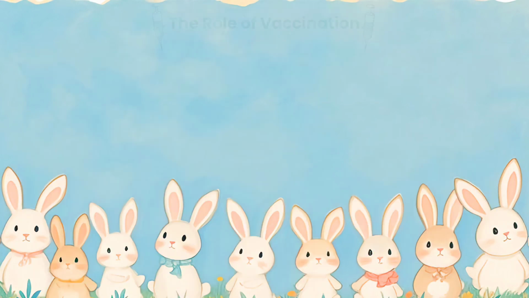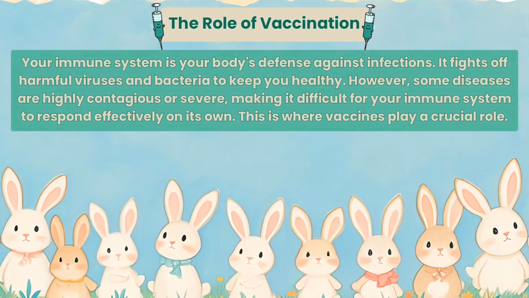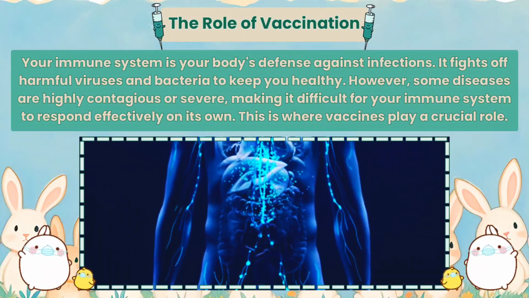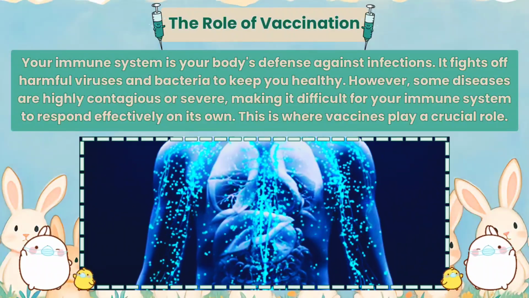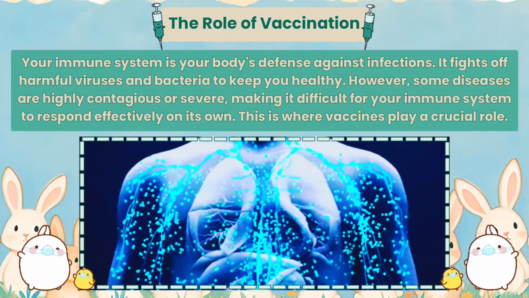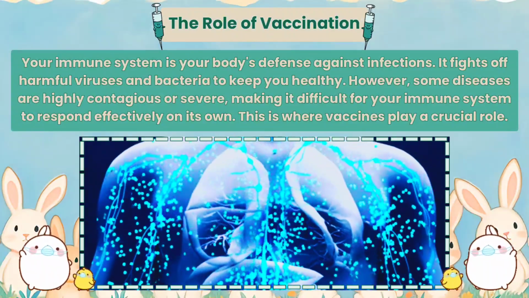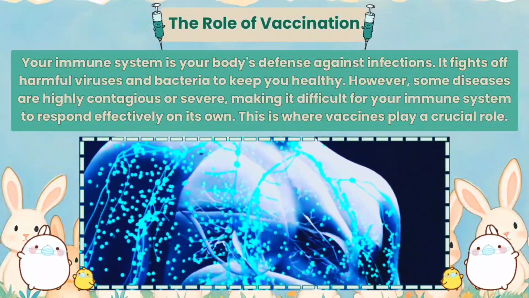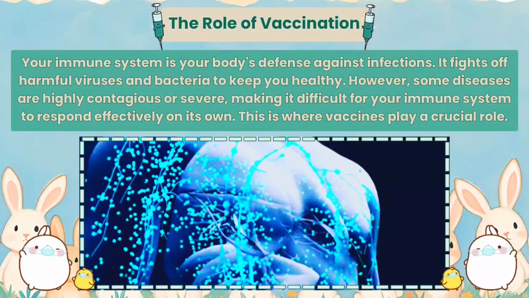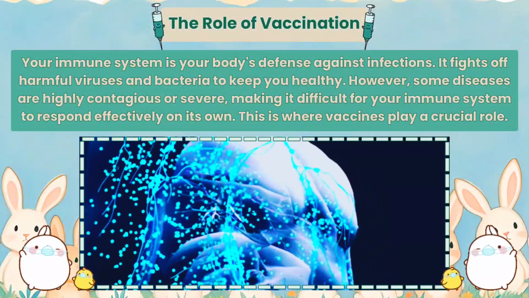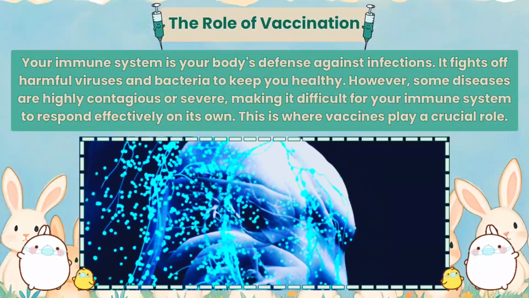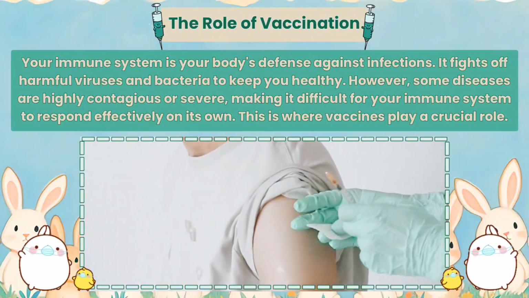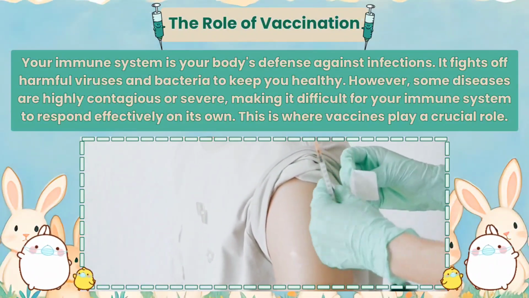And now, we will discuss the role of vaccination. Your immune system is your body's defense against infections. It fights off harmful viruses and bacteria to keep you healthy. However, some diseases are highly contagious or severe, making it difficult for your immune system to respond effectively on its own. This is where vaccines play a crucial role.